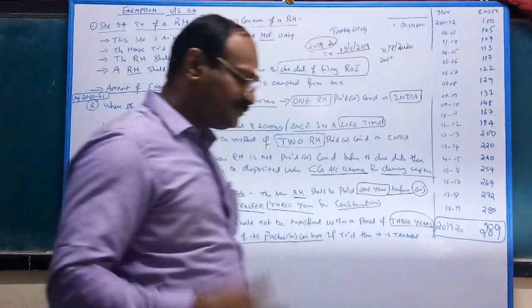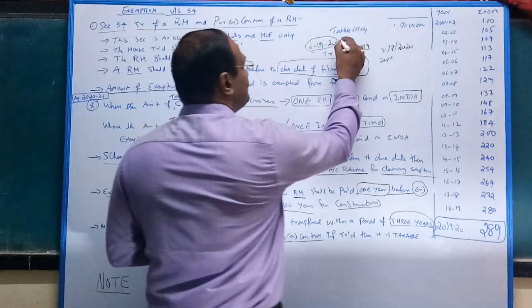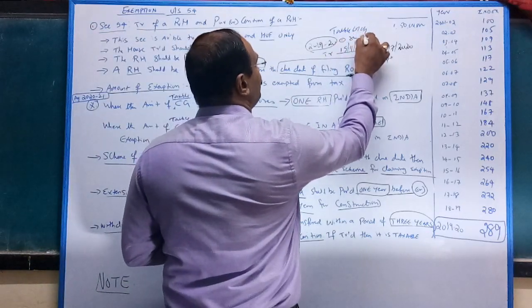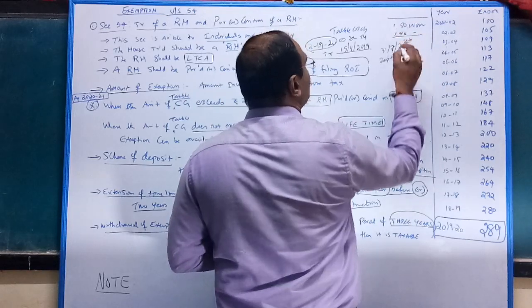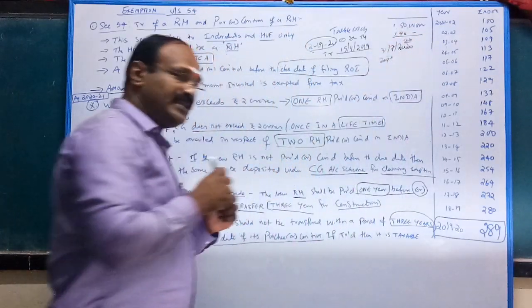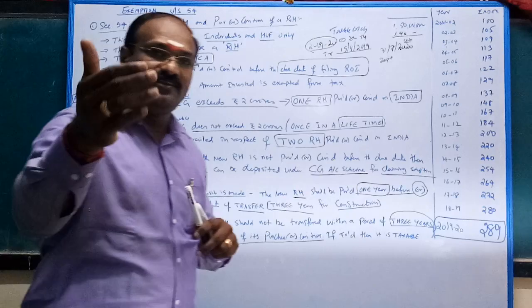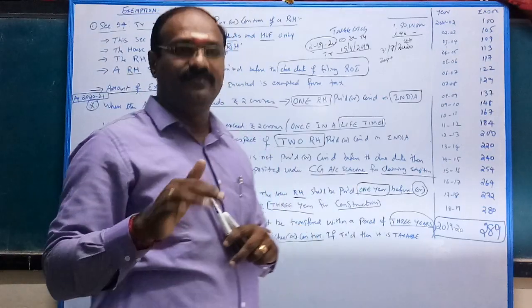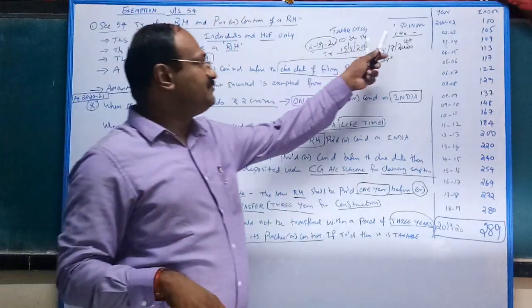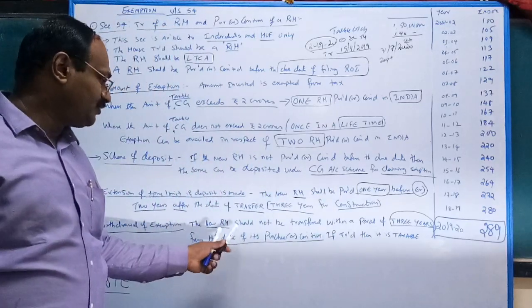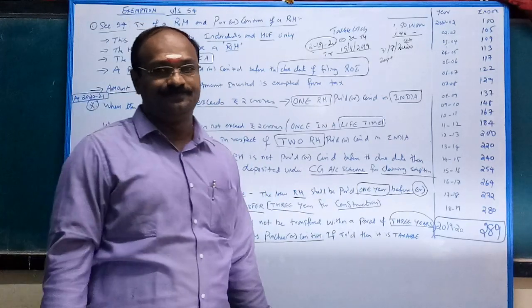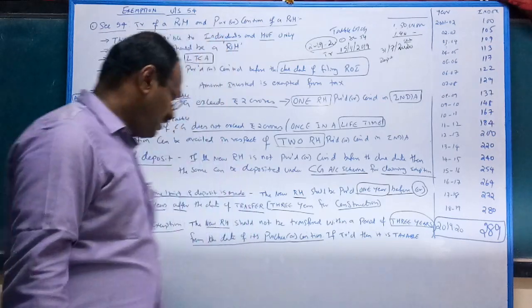For example, you claim exemption under section 54 of 1 crore 40 lakhs, so 10 lakhs is taxable. This 1 crore 40 lakhs property you are going to sell within a period of 3 years, then however much exemption you claimed will be taxable. I will give this particular point by way of example. Okay, any other doubt?